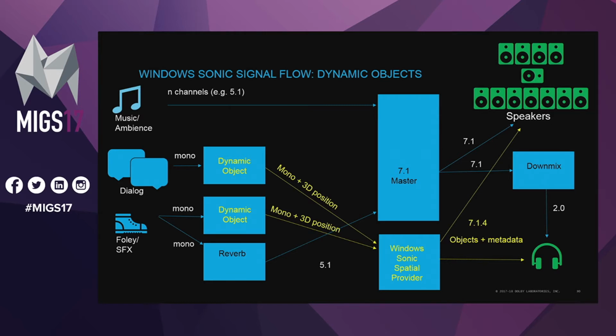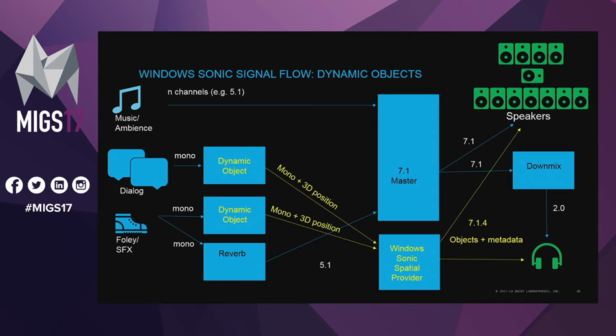Well, great. I can do the same thing as before. I can send my music and ambiance all the way over to the 7.1 master, no problem, and I can take my mono dynamic objects, create them as dynamic objects, and send them through the system mix as well, and have those positioned spatially by Sonic. This works really well, and again, those dynamic objects are kind of opaque to the rest of the mix, so you're going to have to manage that on your own, but not the hardest job in the world.